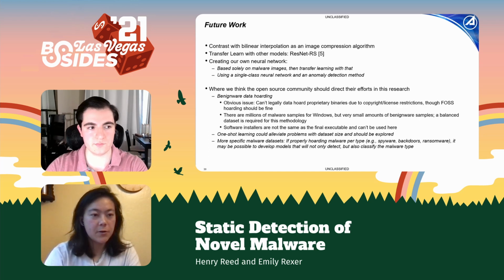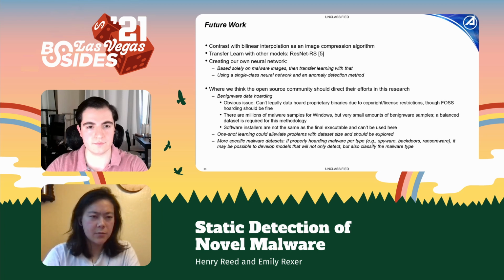Okay, so future work. We sort of just picked an image compression algorithm in order to fix a variable. One of the things we could potentially try is to use bilinear interpolation instead of nearest neighbor for image compression. Another thing we're looking at is transfer learning with other models. There's a paper that mentions something called ResNet RS we're looking into.